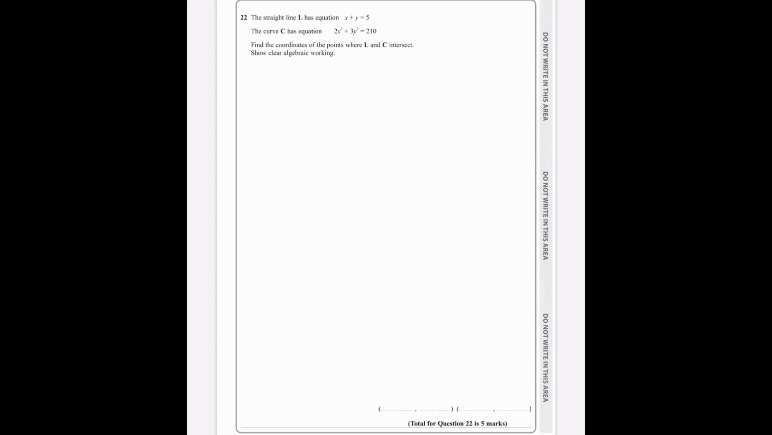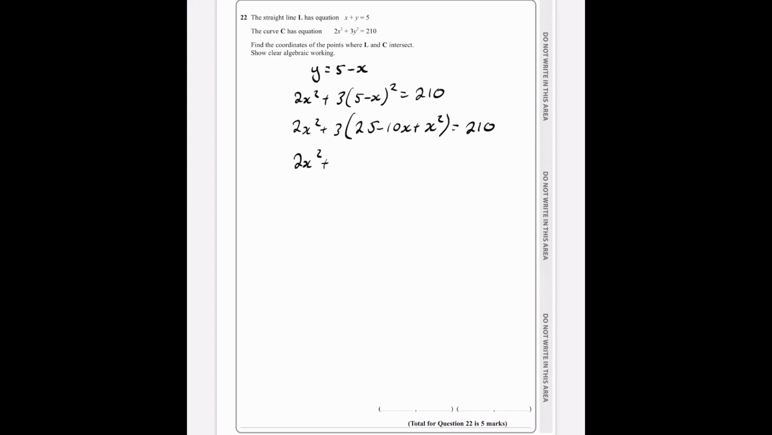All right, question 22. So we have simultaneous equations here. Of course, when you solve simultaneous equations, it finds the points of intersection on a Cartesian plane. First step, I'm going to take the linear equation and make y the subject. You could have just as well made x the subject. That's absolutely fine. You'll end up with the same set of answers if you do it correctly. Substitute y for 5 minus x in the nonlinear equation, and then expand out 5 minus x squared to get 25 minus 10x plus x squared. Multiply each part of that by 3.